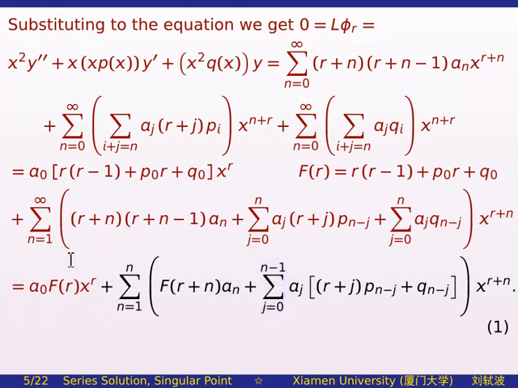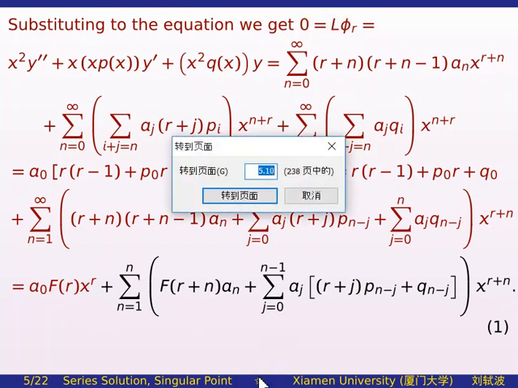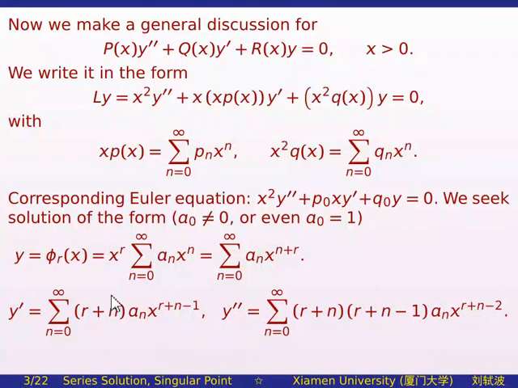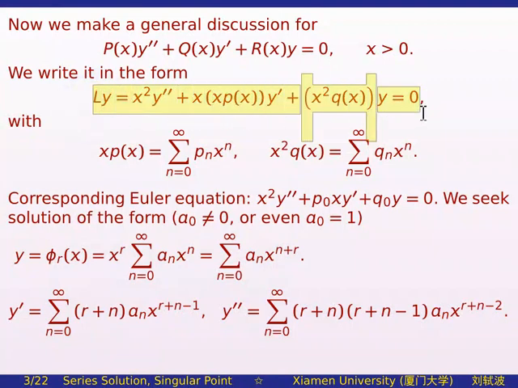Okay, so this is our computation of L phi_r. If phi_r is a solution of the equation, L phi_r should be 0. Therefore, all the coefficients on the right hand side of this computation should be 0. Of course, we consider a_0 not 0, because what we considered is a homogeneous equation. For a homogeneous equation, any multiple of a solution is a solution. So we can assume that a_0 is not 0.